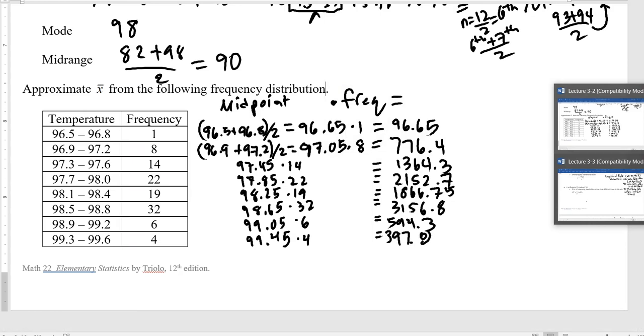Okay, so how are we going to get a mean from this? Well, I still have to take all these numbers and add them up. So I add up the midpoint times the frequency. I'm going to take these 1, 2, 3, 4, 5, 6, 7, 8 numbers and add them.